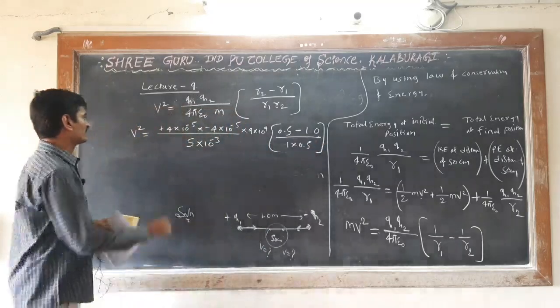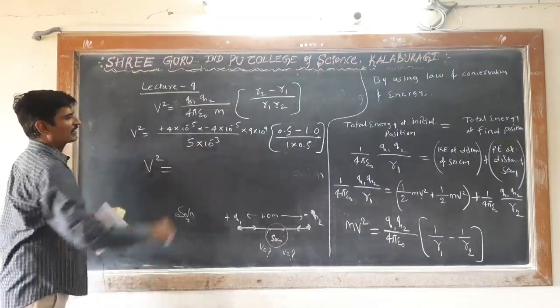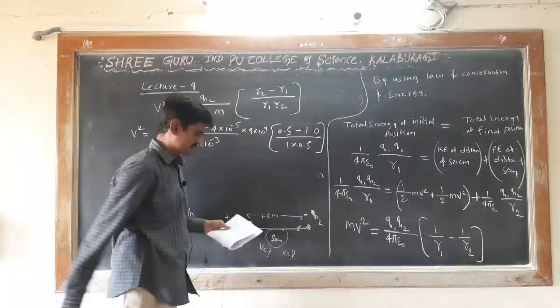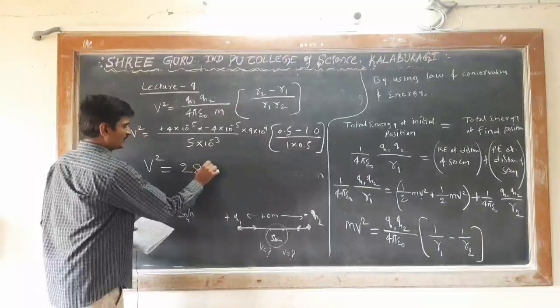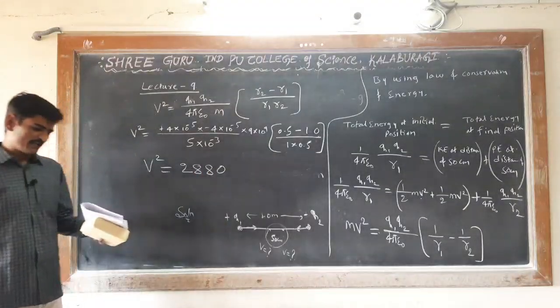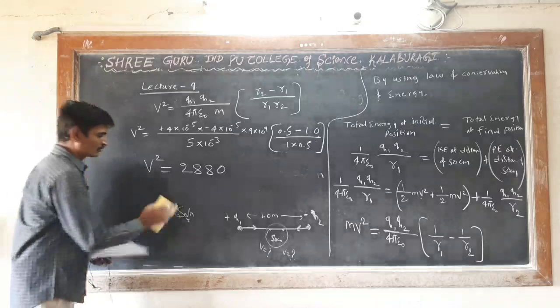So now simplify this one. You will get the answer. I will write the answer directly. You do the calculation on your own. The answer will come out to be 2880. That is v square is equal to 2880.